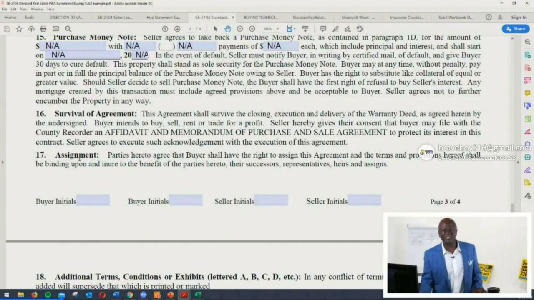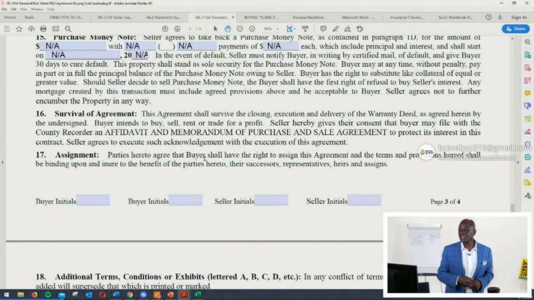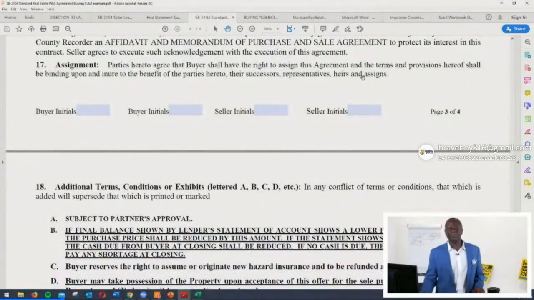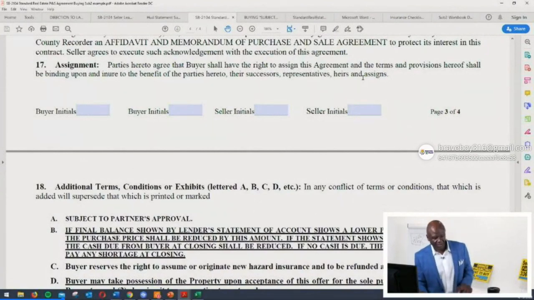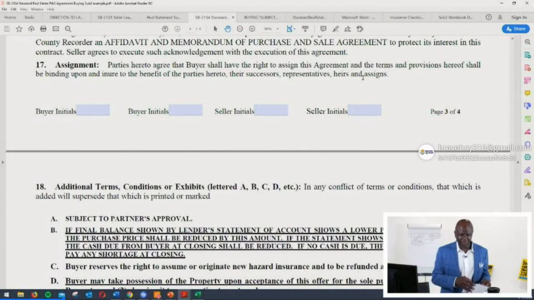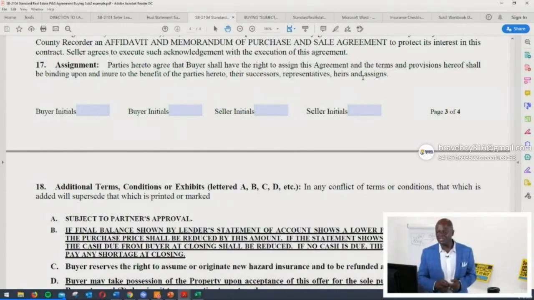All right, paragraph 17, assignment, says that you have the right to assign this agreement. Now guys, I'm just going to tell you, this is me. Typically, I don't do any assignments on subject to properties. There are some folks out here that teach that, and they teach you that you do a subject to, and then you find somebody and assign it to them. I personally don't do that because when I do a subject to, my reputation is on the line.